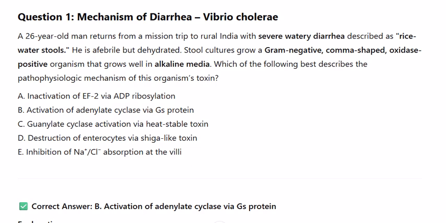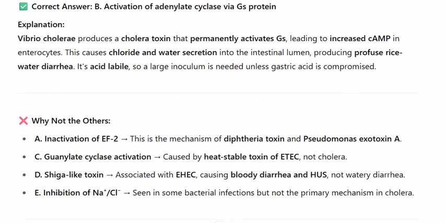Explanation: Vibrio cholerae produces a cholera toxin that permanently activates Gs, leading to increased cyclic AMP in enterocytes. This causes chloride and water secretion into the intestinal lumen, producing profuse rice water diarrhea. It's acid-labile, so a large inoculum is needed unless gastric acid is compromised.